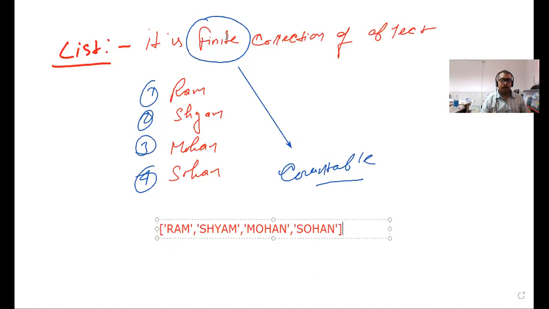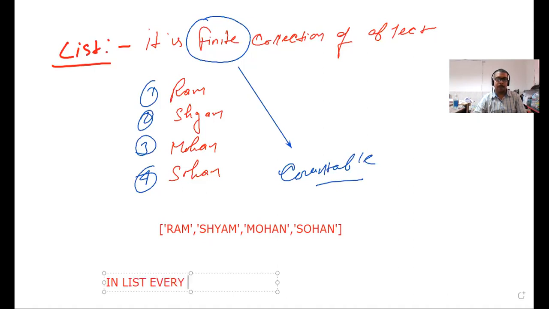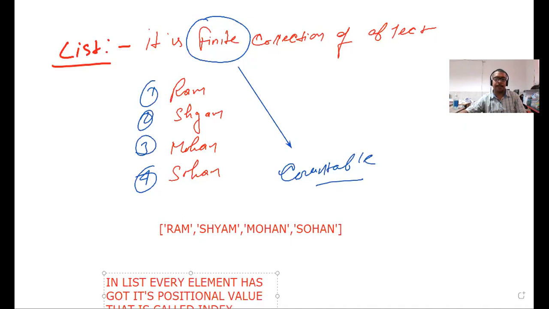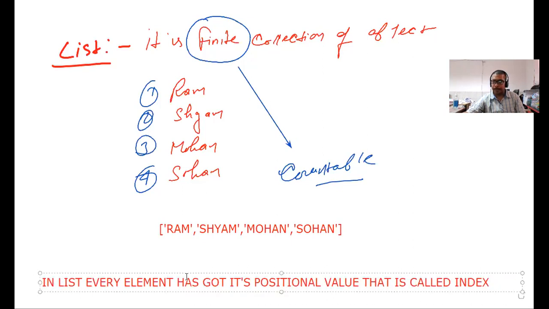Now in a list, this is the point to be noted, you must note this point: every element has got its positional value, that is called its index position. That is called index, right?